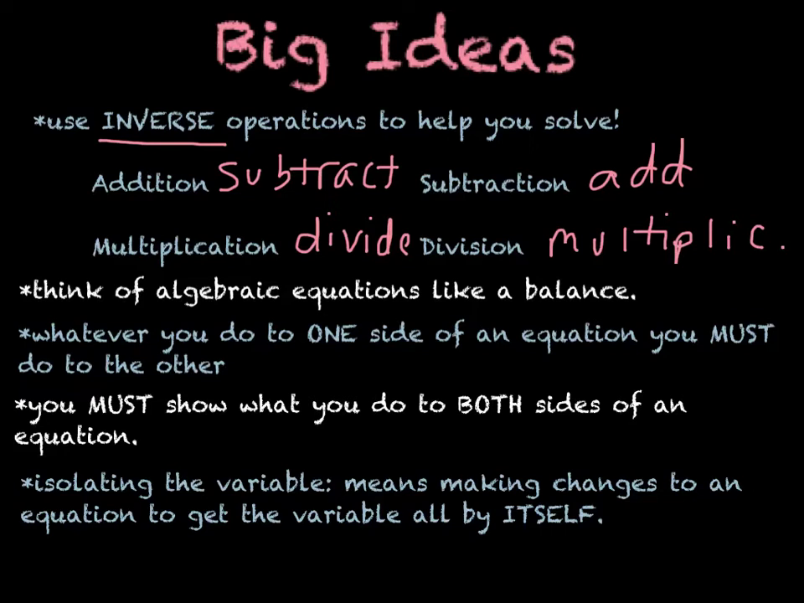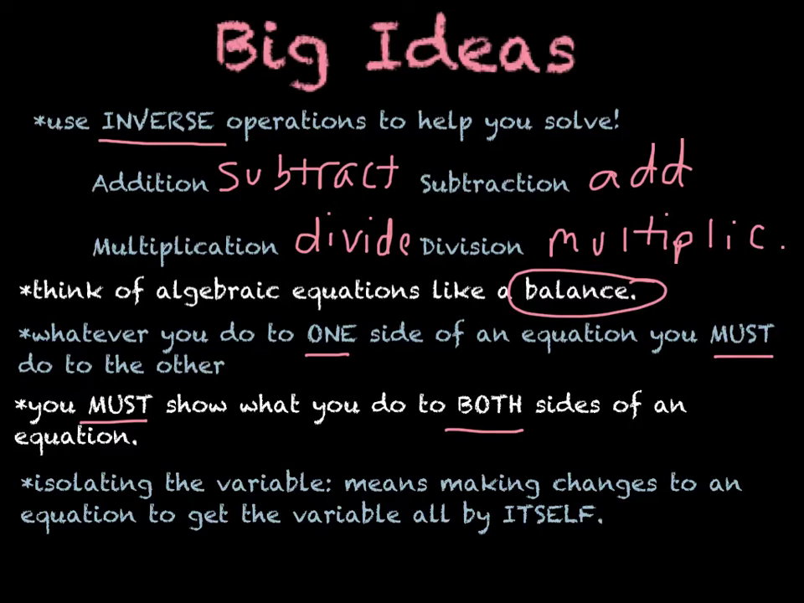We want to remember to think of algebraic equations like a balance. That means that whatever we do to one side of an equation, we must do to the other side, and we're going to have to show that work, just like we did when we worked with decimals. So again, we must show what we do to both sides of an equation. It's imperative because we can't change an equation, we can't take something away without doing it from both sides. Otherwise, we're changing the equation. By doing it to both sides, that's what allows us to use that strategy to help us solve.